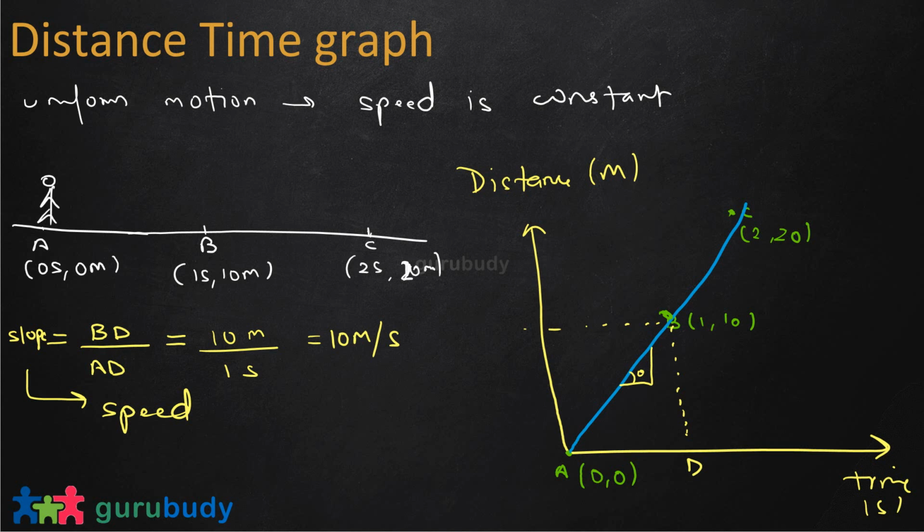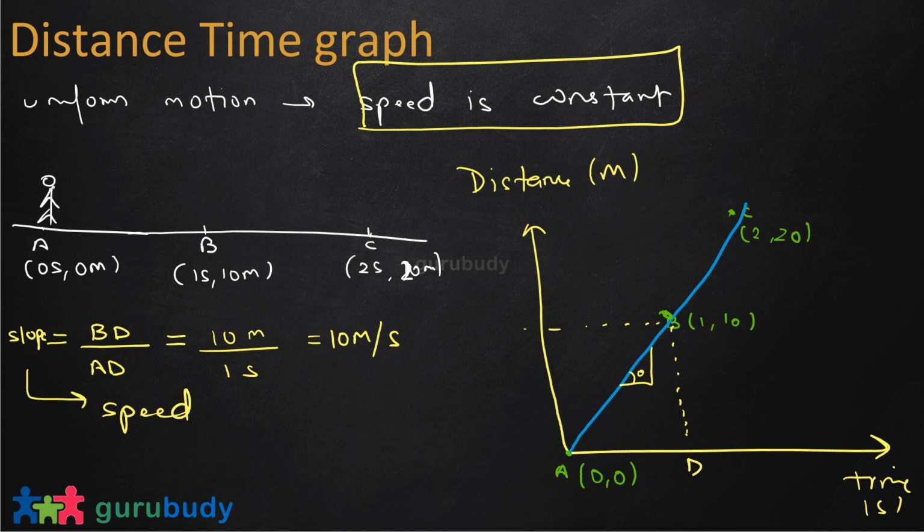Now in a uniform motion, speed is constant, right? As we have seen before, in a uniform motion, speed is constant. So if we relate these two, in a uniform motion, the distance time graph will have constant slope. The slope of this graph would be constant throughout the journey. That means speed is constant, and if the slope is constant, that would be a straight line.